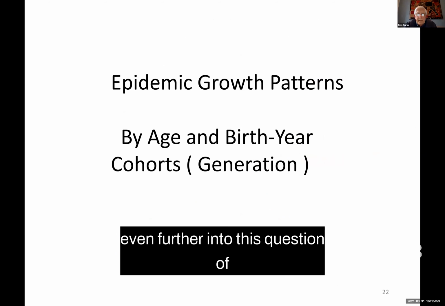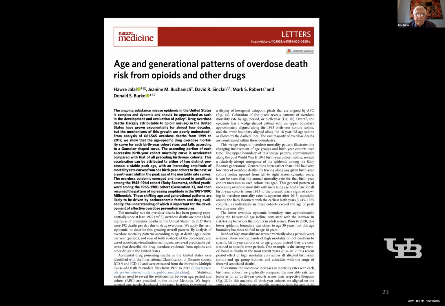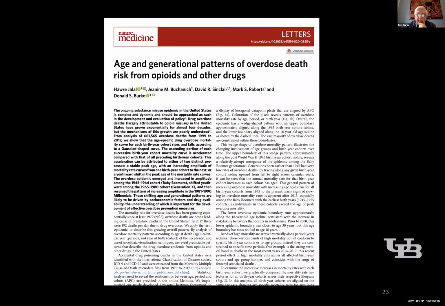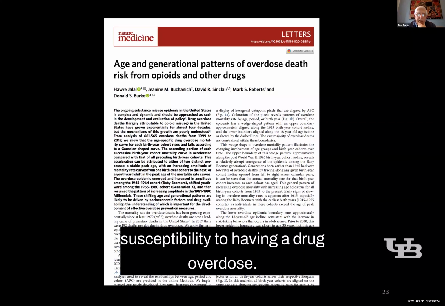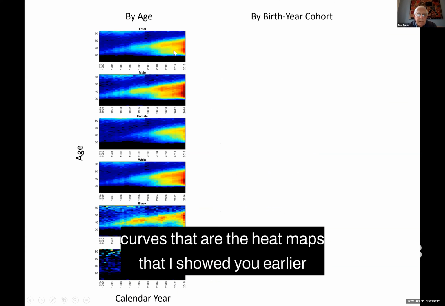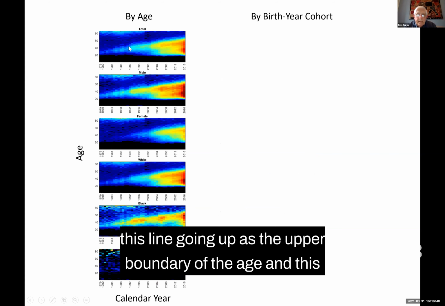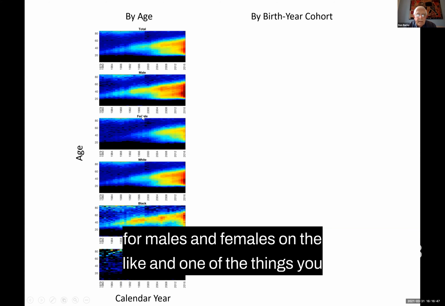So we looked even further into this question of the age and of who has drug overdoses and how that may change by when they were born. And we had another paper last year in Nature Medicine, this time looking at the generational patterns as well as the age. So not only how old you are when you're using drugs, but what year you were born is an important determinant of your susceptibility to having a drug overdose. Well, here are the same heat map curves that I showed you earlier, with year on the x-axis and age on the y-axis, this line going up as the upper boundary of the age, and this age boundary here being the lower boundary at age 18 for males and females and the like.